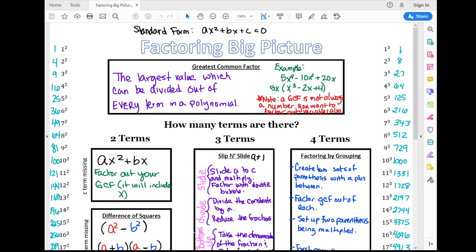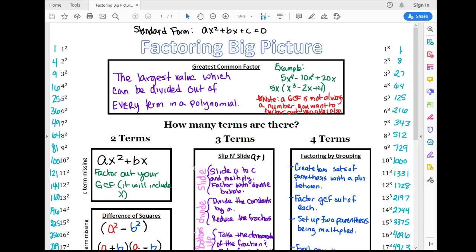When we do start factoring, you always want to start with the process of finding the greatest common factor. Okay, I have written the definition in here. We'll get into that definition in my next video, as well as an example. I'm going to point out here a reminder, a greatest common factor is not always a number. Sometimes you have to factor out a variable as well.